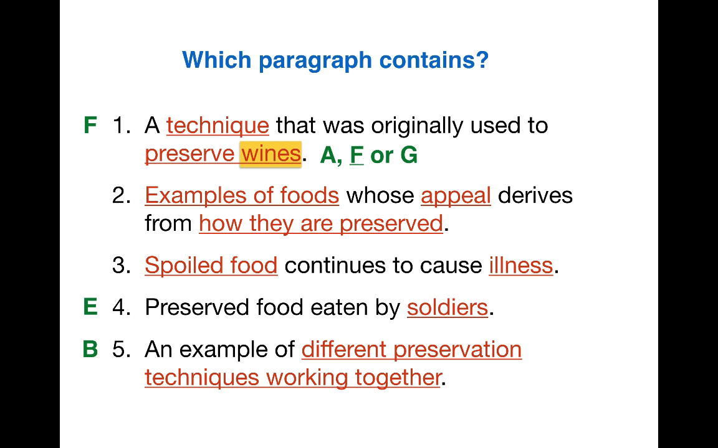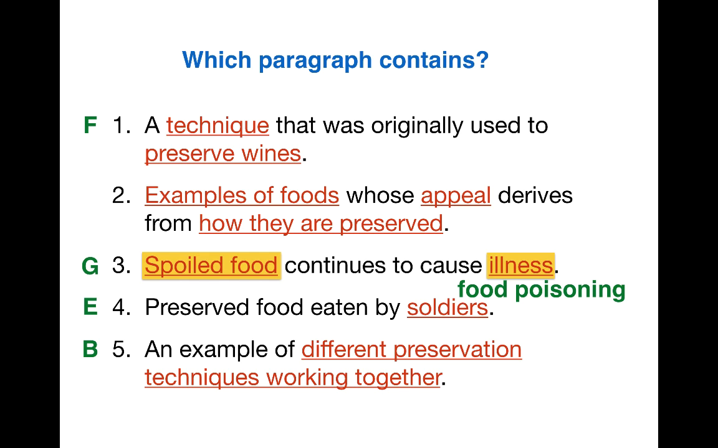Let's try it again. The next one I would scan for is number 3, spoiled food and illness. I think those should be easy to look for. And if you scan again the paragraphs that we haven't really read, A, F and G, looking at paragraph G, you should find the answer. Food poisoning is the illness and spoiling is mentioned in that paragraph. Scanning probably can get you the answer to number 3 as well.